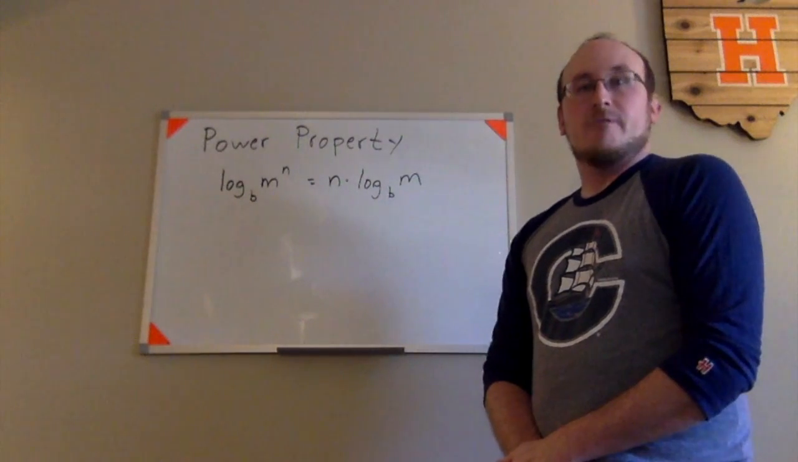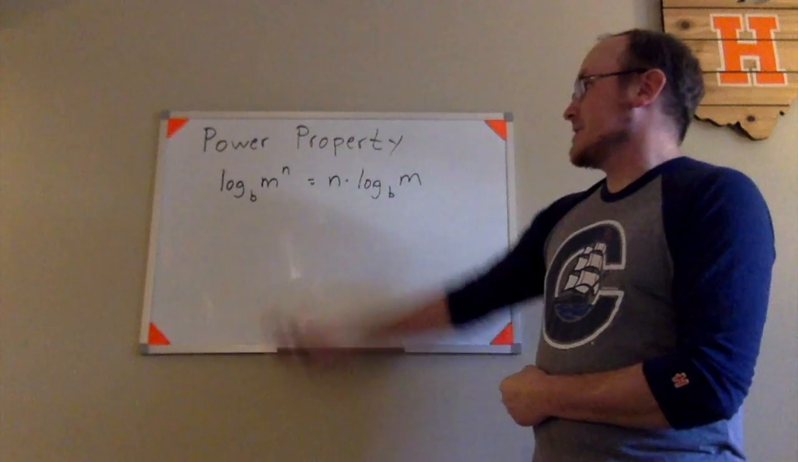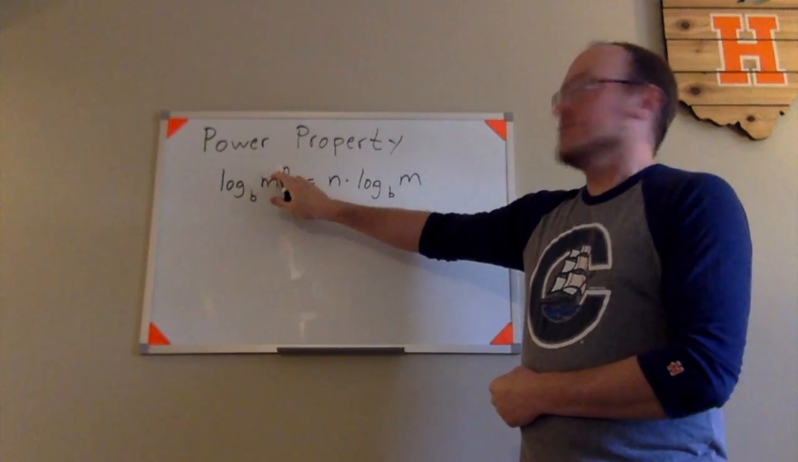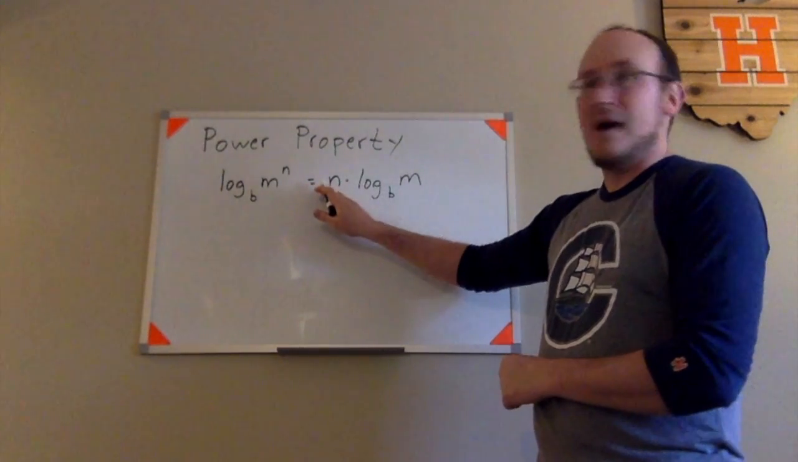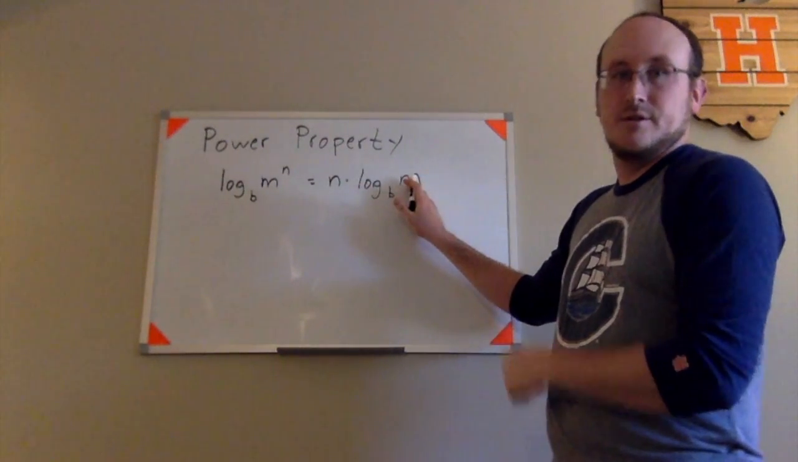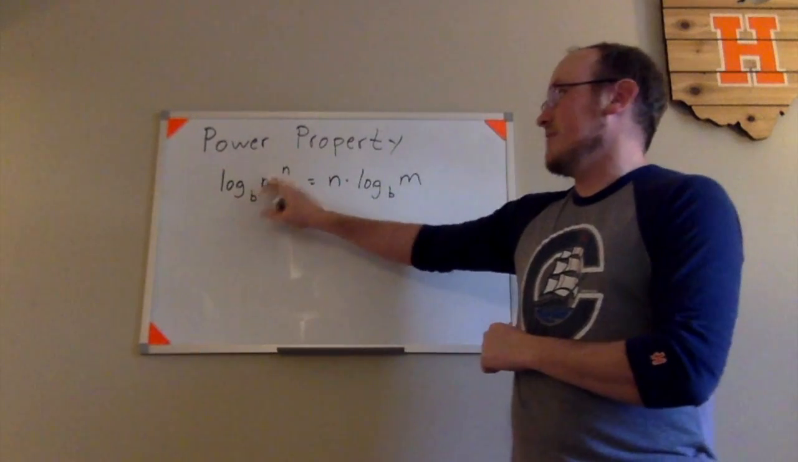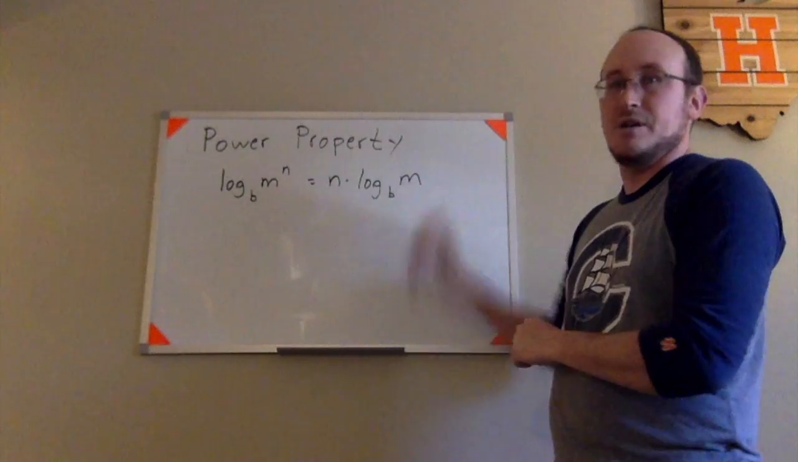First property of logarithms we're going to look at today is called the power property. This property says if you have a logarithm of some base of something to a power, that is equal to that power multiplied by the logarithm of that base of what was inside that original logarithm. So log base b of m to the n power is equal to n times log base b of m.